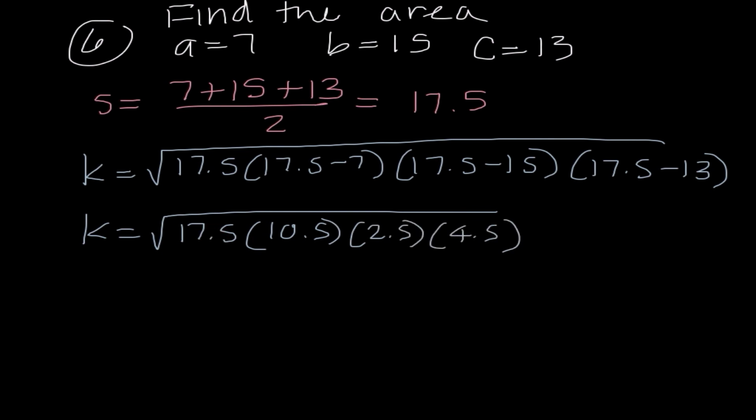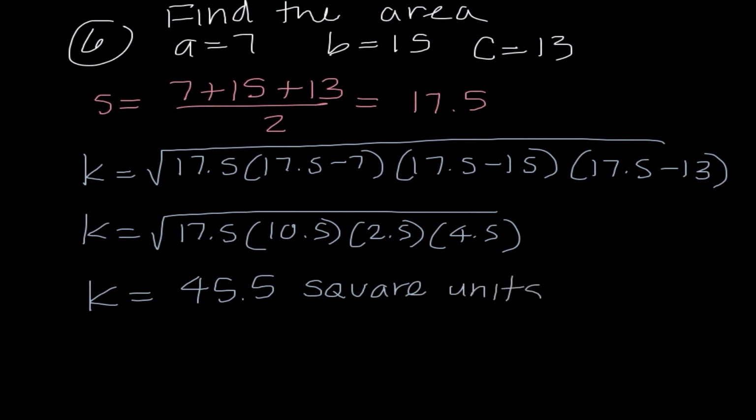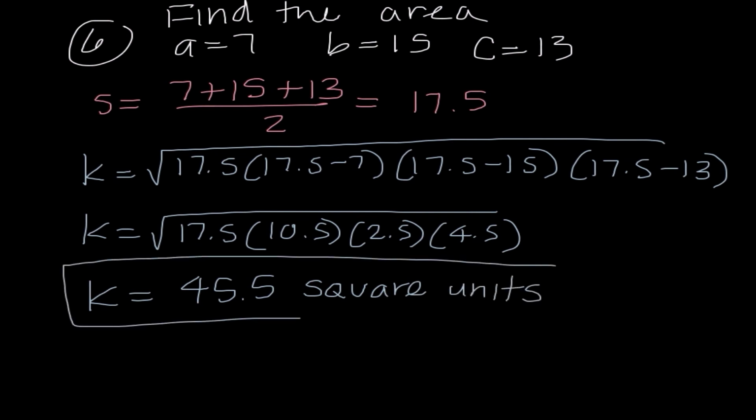The way that I got all of these values was just by subtracting those particular values. So now when I put this into my calculator, I get 45.5 square units. Okay, so at this point, we know how to find missing sides and angles of non-right triangles. We also know how to find the area of a non-right triangle.